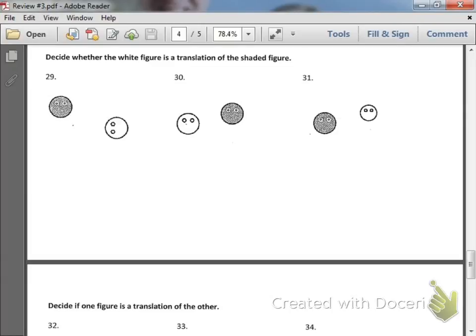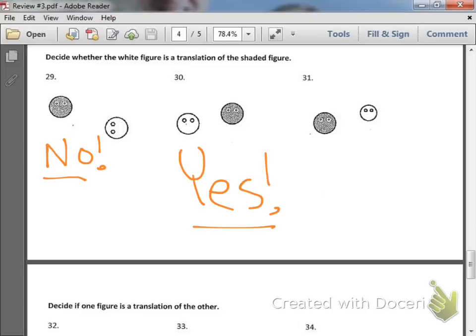In this section, we are asked to decide whether the white figure is a translation of the shaded figure. Remember, a translation is just a slide. So is number 29 just a slide? No. There's clearly some sort of rotation going on here. So this one is a no. What about number 30? Yes. What about 31? No. It looks like the white one's a little smaller, so no.